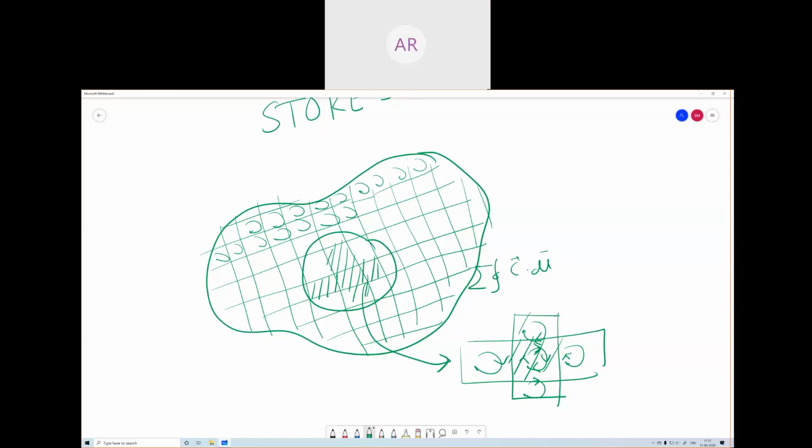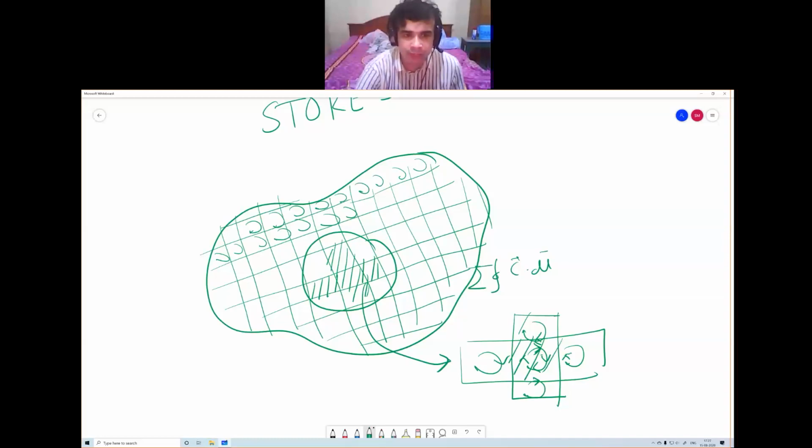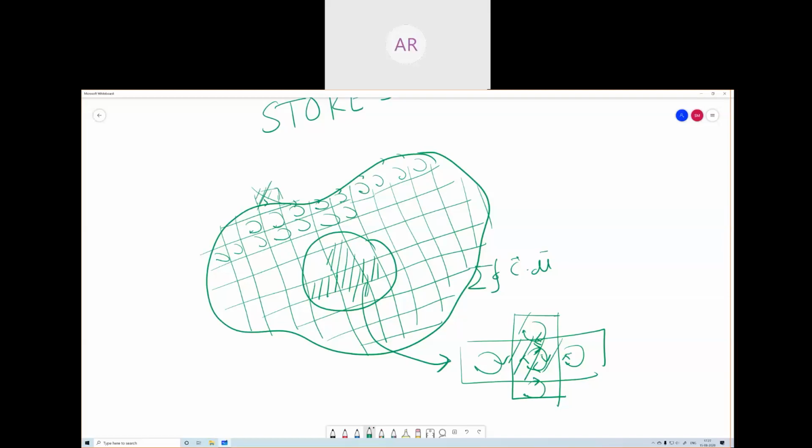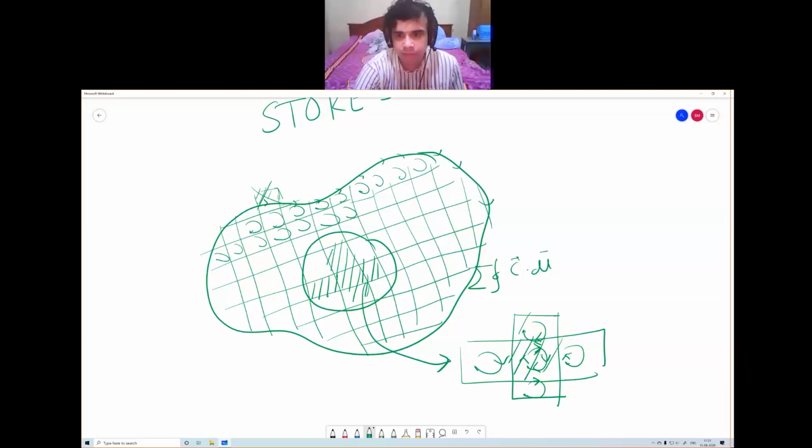Correct? Can you see that? So what remains? Only the squares which don't have any neighboring square along the length. So only this part remains, because here there are no squares to cancel it out. There are no squares here. So only this part will remain. Is it okay?